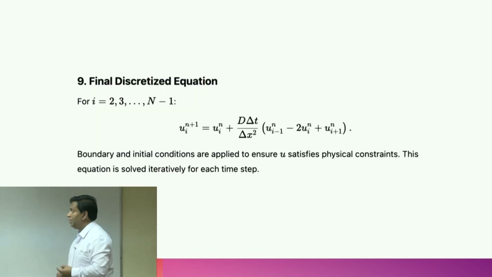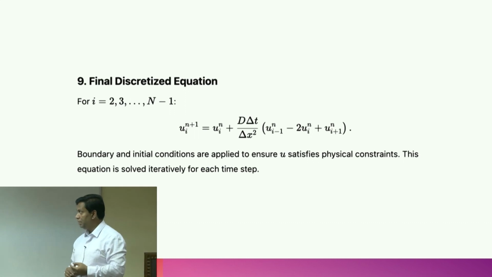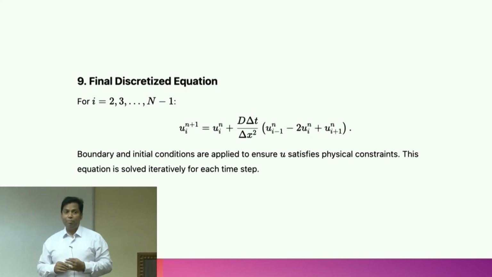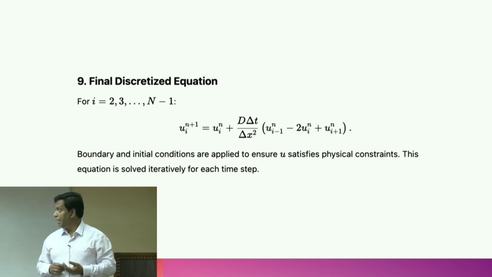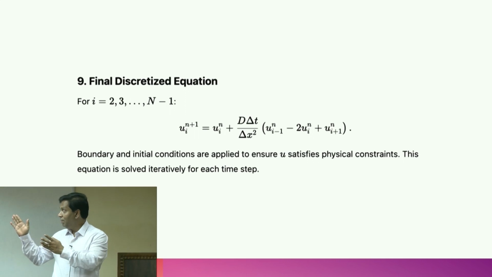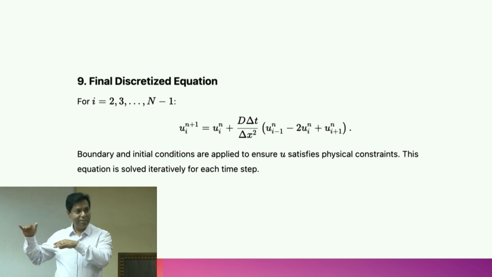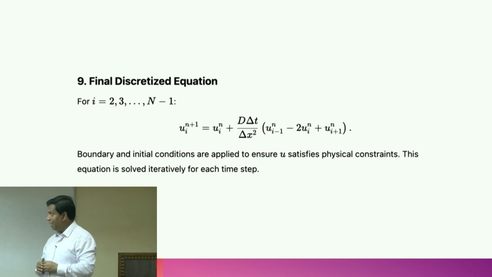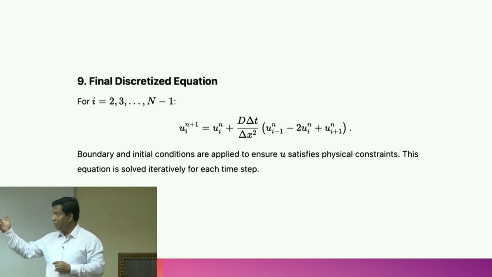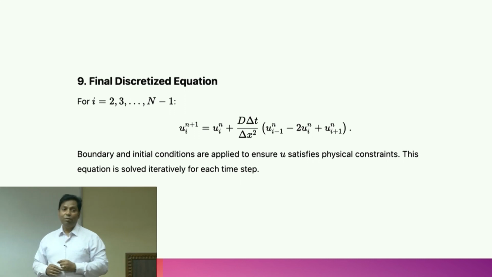Now the final discretized equation looks like this. This is the equation we have to solve. You can calculate it by yourself, because I skipped a lot of steps. You can do the calculation yourself, and then you can see at the end your equation looks like this, and this is the equation we will be solving.